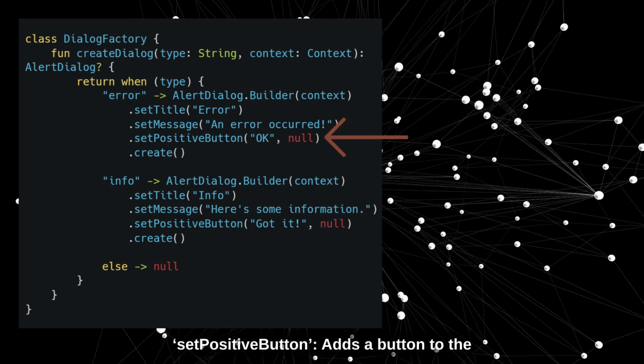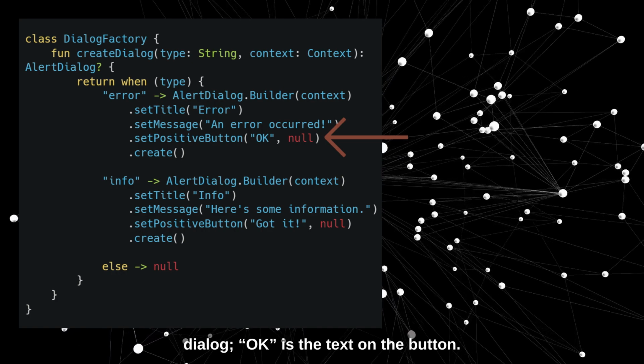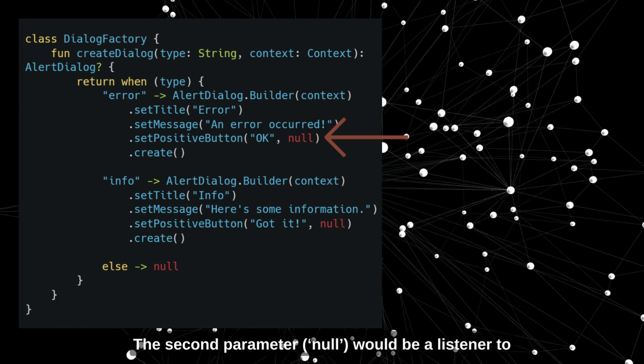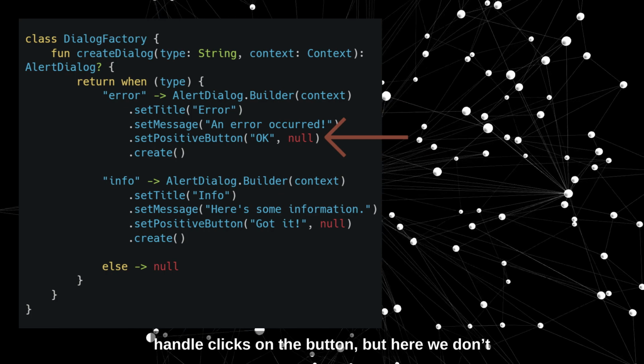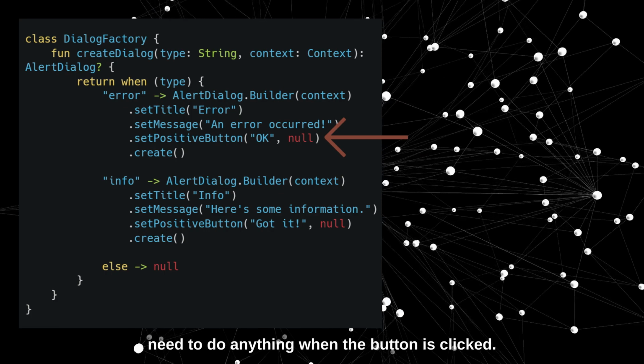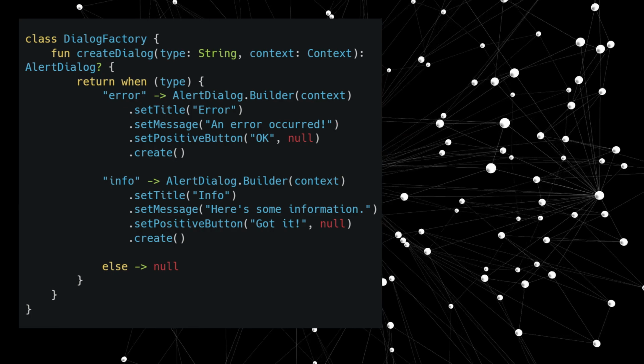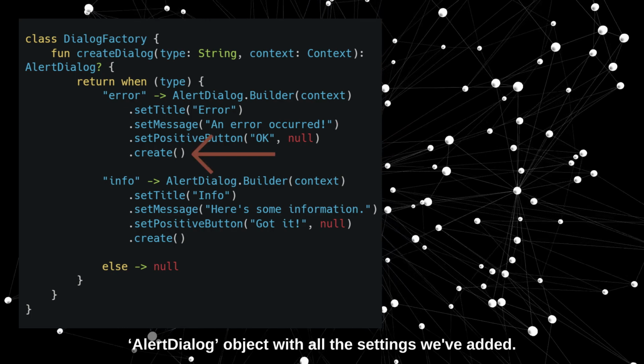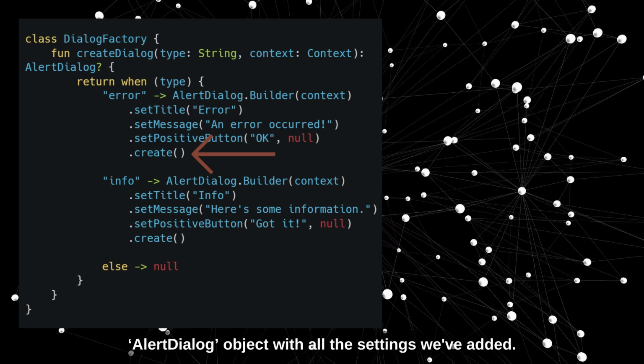setPositiveButton adds a button to the dialog. OK is the text on the button. The second parameter, null, would be a listener to handle clicks on the button, but here we don't need to do anything when the button is clicked. Create, finally, this creates the dialog object with all the settings we've added.